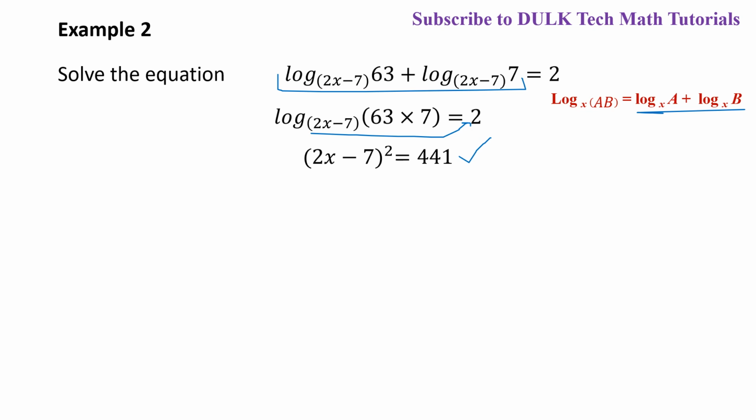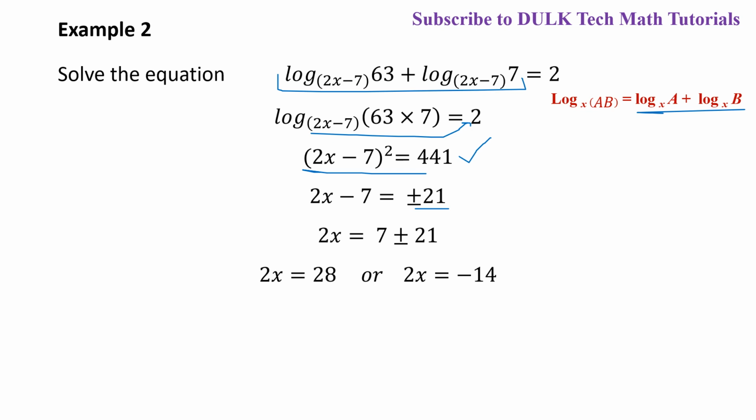Let's simply apply the square root on both sides, but don't forget to apply the plus or minus on one of the sides. I want to apply that plus or minus on the right-hand side. The square root of 441 is 21, like this. The square root of 2x minus 7 squared is 2x minus 7. Let's take minus 7 to the right-hand side where it will be adding. It will be 2x equal to 7 plus or minus 21. Let's split: 7 plus 21 is 28, divided by 2, we get 14. 7 minus 21 is minus 14, divided by 2, it will be minus 7.